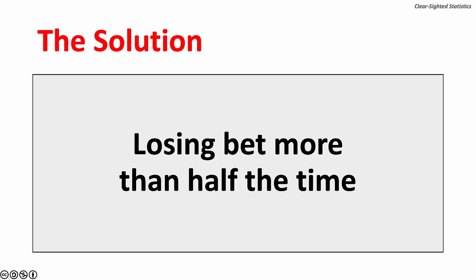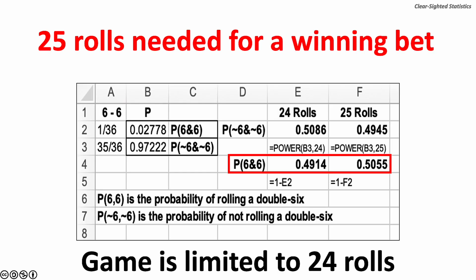A gambler betting on getting a double six at least once in 24 rolls will lose more than half the time. Clearly, this is not a smart bet. As this Excel workbook shows, the favorable odds of 50.55% for a double six requires at least 25 rolls of the dice. The game, however, is limited to 24 rolls, so the odds of winning are less than 50%. Clearly, the designers of this game must have had a very keen understanding of probability.